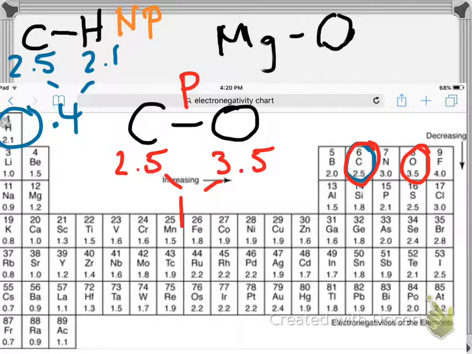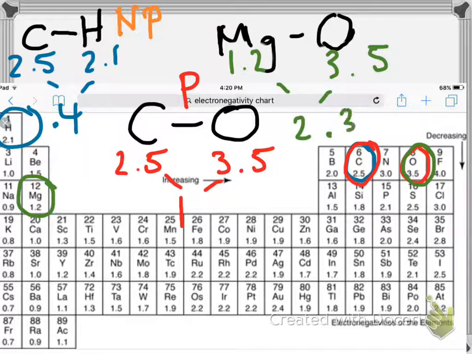And lastly, we have magnesium and oxygen. Magnesium has an electronegativity of 1.2, and oxygen again has 3.5. So their difference is 2.3, which is more than 1.7. So this is an ionic bond. And to check that one, we can also say, oh, magnesium is a metal and oxygen is a nonmetal, so it will be ionic.